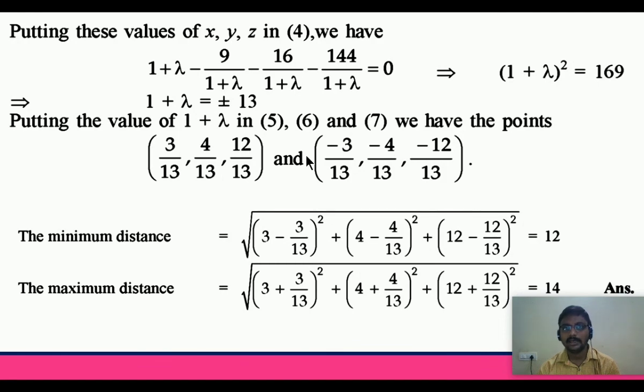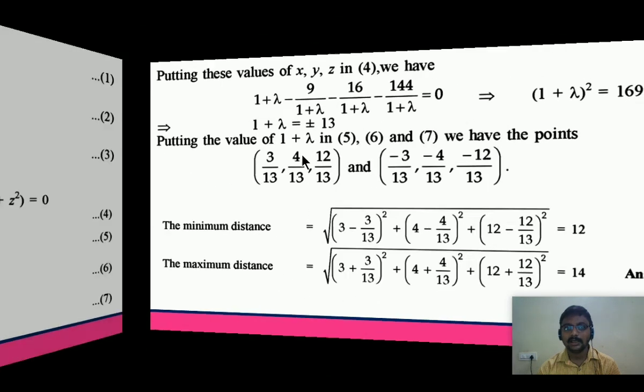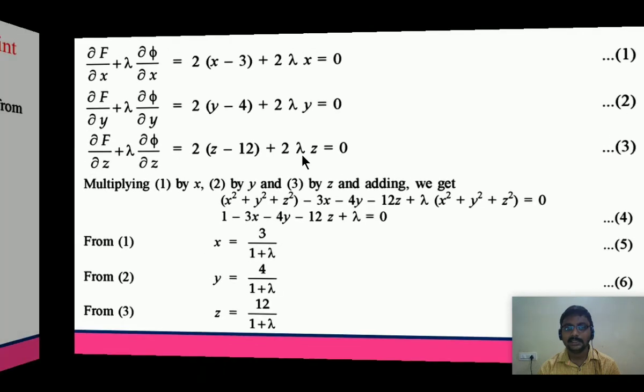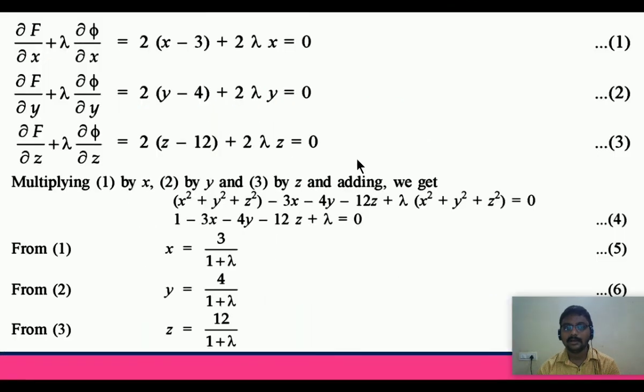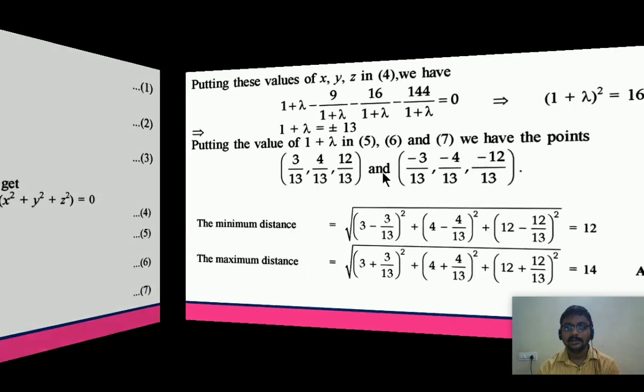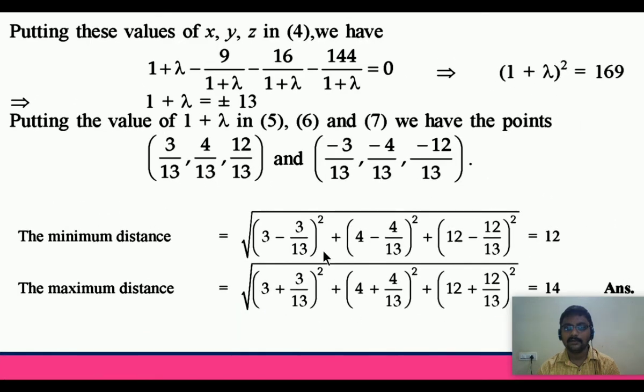Now we have to calculate the distance. The distance formula we already have, that is d is square root of x minus 3 whole square plus y minus 4 whole square plus z minus 12 whole square. In this we have to replace these values of x, y, z. So we will have two distances. The first value is 12 and the next value is 14. Here 12 is the minima and 14 is the maxima. So 12 is the required minimum distance from the point to the sphere and the maximum distance is 14 units.